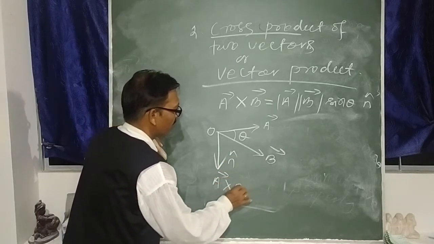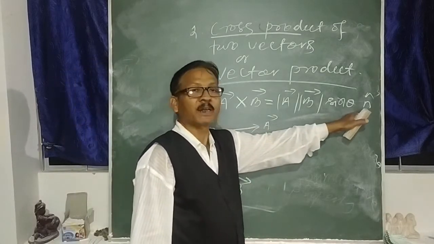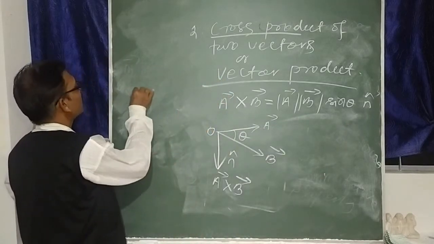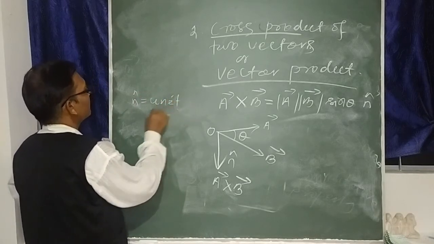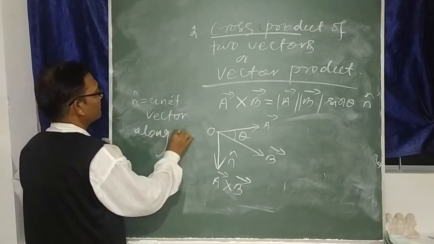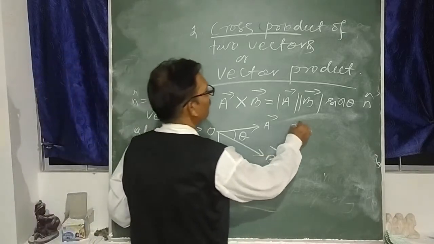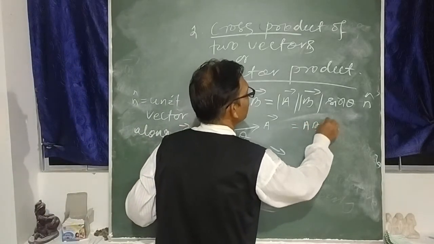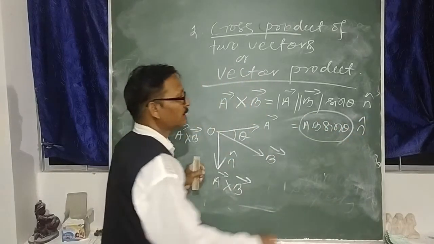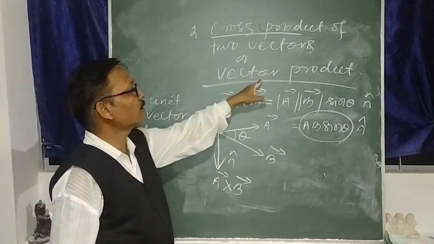A cross B gives you the direction. Direction means a vector quantity, that is called the unit vector. N cap is the unit vector along A cross B. So that is why it is called the vector product. A, B, sin theta is a scalar, and n cap is a vector. A scalar multiplied by a vector is a vector quantity, so it is called the vector product.